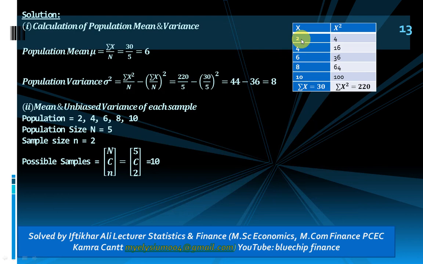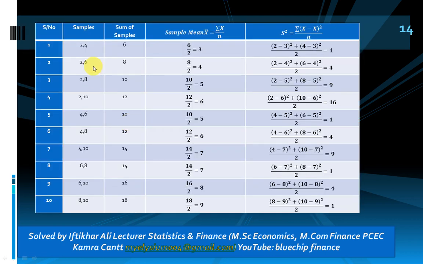And now what are these 10 samples? First sample is 2, 4, or you can see from here: 2, 4, 2, 6, 2, 8, 2, 10. I am repeating once again: 2, 4, 2, 6, 2, 8 and 2, 10. After that, skip 2. Now 4, 6, 4, 8, 4, 10. Now skip 4: 6, 8, 6, 10. Now skip 6 and the last sample will be 8, 10.